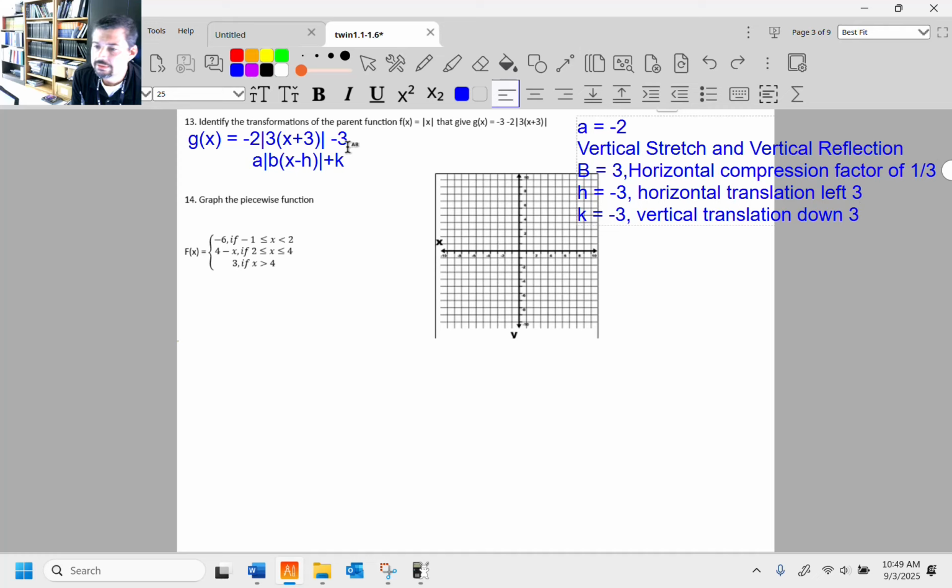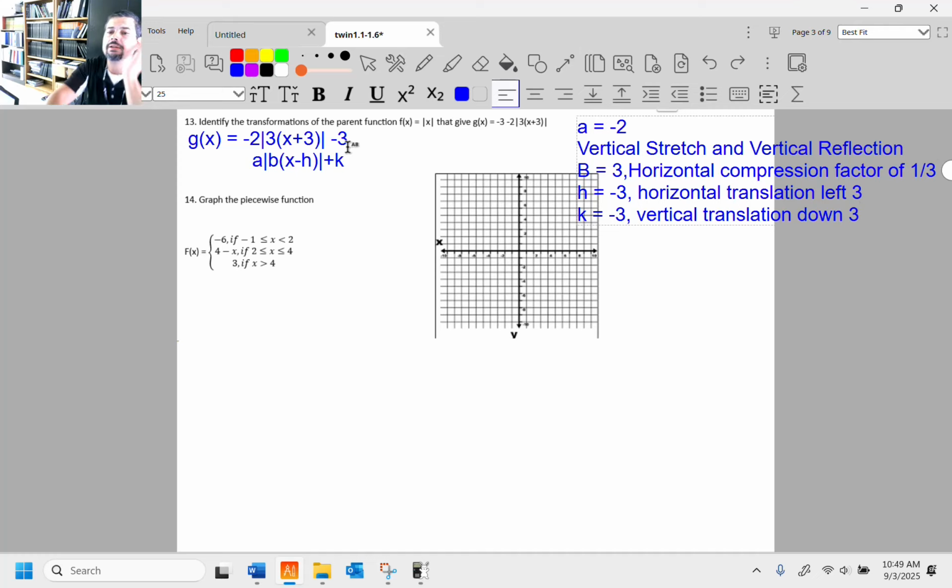Anywho, moving forward. Graph the piecewise function. Think about the individual pieces. Evidently something got cut off there, but that first line says y is negative 6. You're supposed to know your parent functions. And if you want, we can do a table. It doesn't matter.